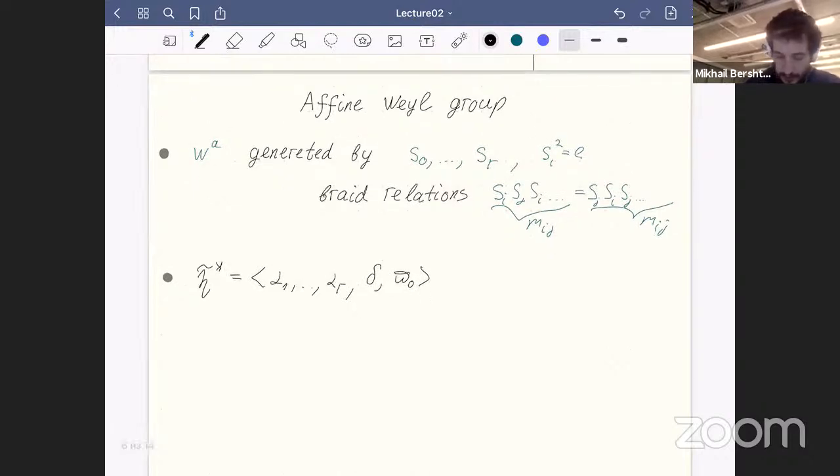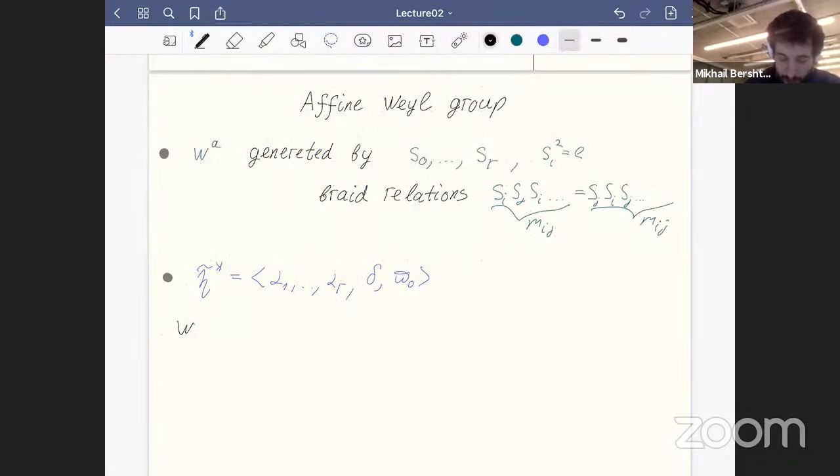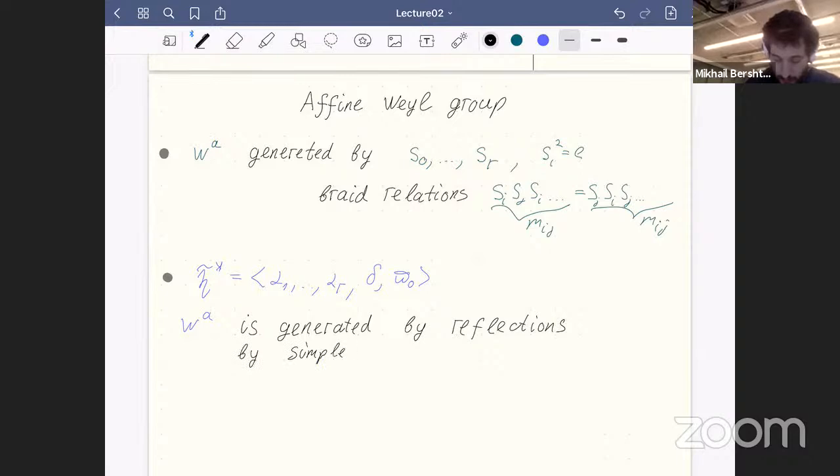And in this realization, this group is generated by simple reflections. As usual, it is sufficient to take reflections with respect to simple roots, namely alpha 1 and so on, alpha r, and also alpha 0. I recall that alpha 0 is delta minus theta.